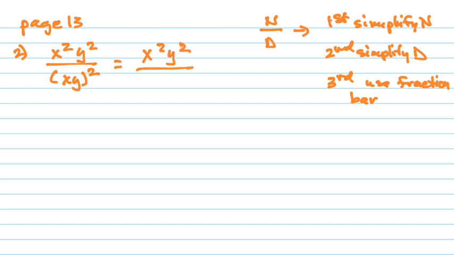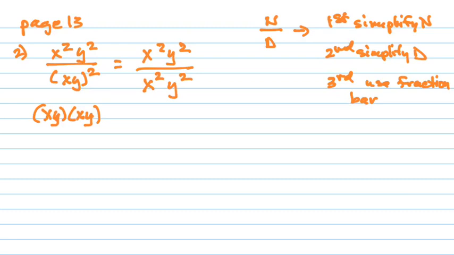So I need to work that bracket out. And it's xy squared, which means take xy times another what? Xy. X times x is x squared. Y times y is y squared. Now I'm going to use the fraction bar.